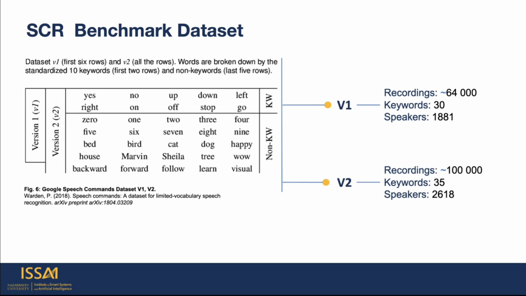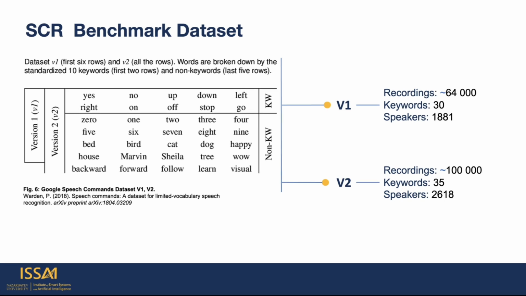Google Speech Command Dataset is an open-source dataset for speech command recognition that contains wave format files with a maximum 1 second duration at a 16 kHz sampling rate. It's available in two versions, version 1 and version 2.